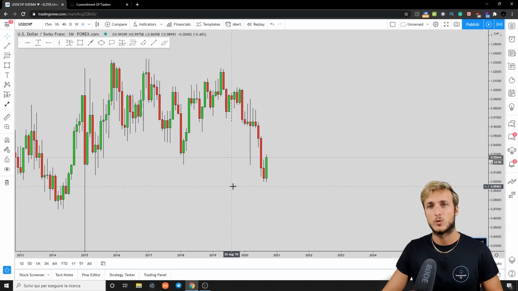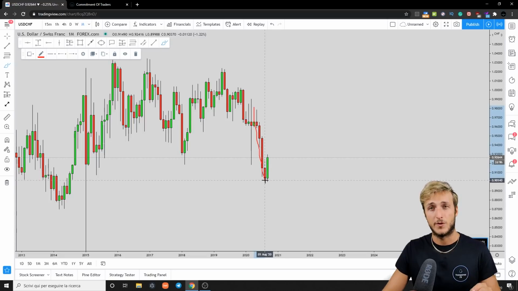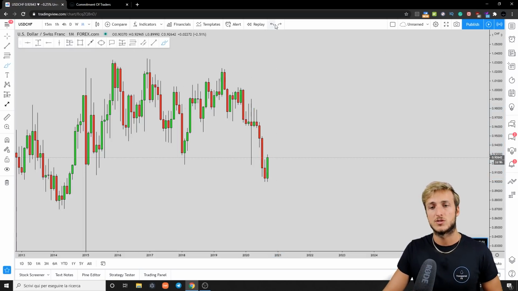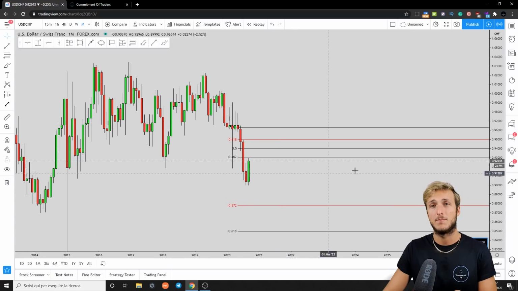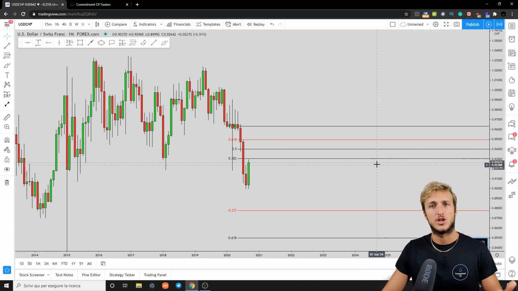Now, on the monthly, we can clearly see that the market has provided a very strong impulse to the downside. Now, after an impulse, what do you expect? You expect the market to give you a retracement. Specifically, you want to see the market give you a retracement at least to the 0.382 of the Fibonacci taken on the monthly impulse. And this is a general rule.